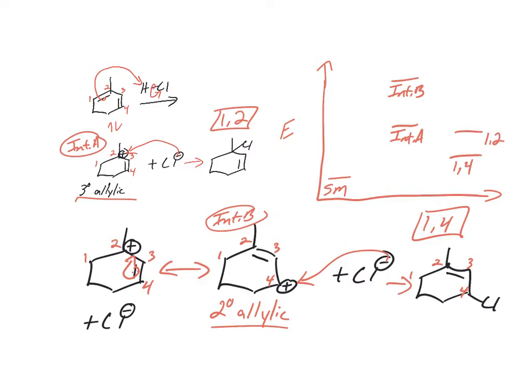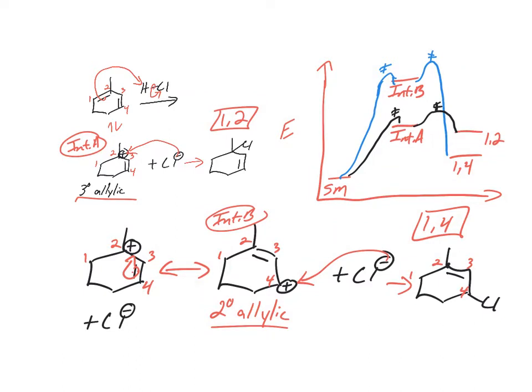So the 1,4 comes from which intermediate? The B, right? So higher energy intermediate. So it'll take more energy to get there, both to get to the more unstable intermediate, but then to get to the more stable product. The kinetic one is the 1,2, gets to the lower energy intermediate, and then to the higher energy product.